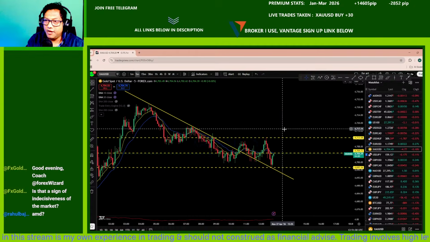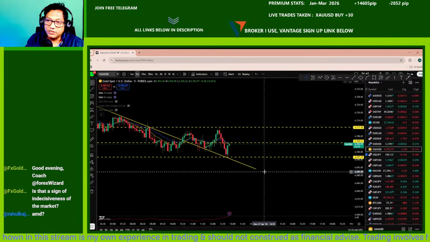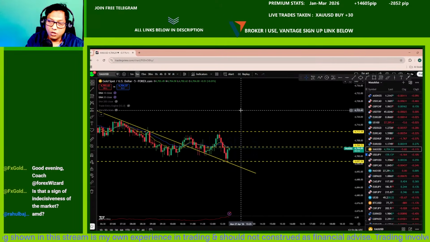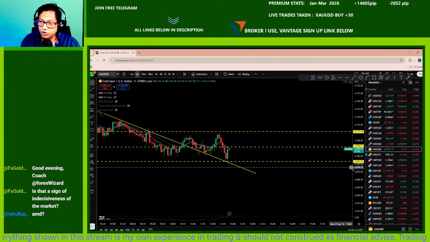There's a break of the trend line, it has broken back to the upside, and now it's trying to break below. So a pullback to the upside can create a potential selling opportunity here.